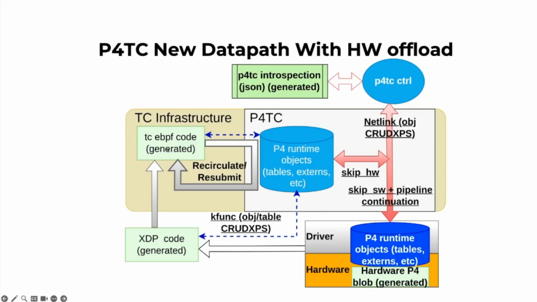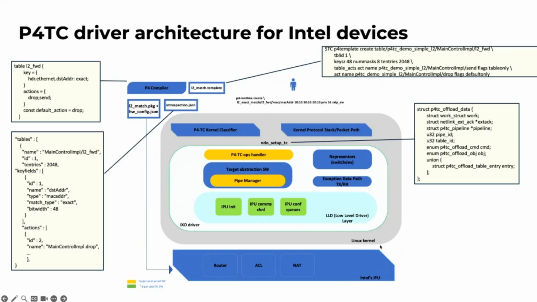Now, if we consider the hardware offload path, we're taking advantage of the skip hardware and skip software flags that exist today as part of the TC kernel infrastructure. It does exactly what the name says. With skip software, you're telling the kernel, I don't want you to put anything in the software; skip it and give this information to the driver. The driver is a vendor-specific implementation. The driver's job is to take this information and program their underlying hardware. In the next slide, I'm going to zoom into this box, how the driver architecture is for Intel devices.